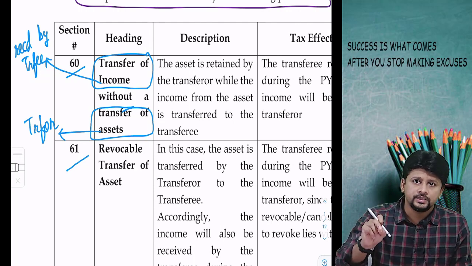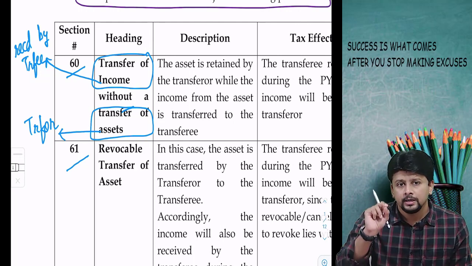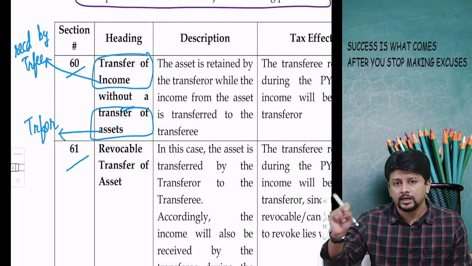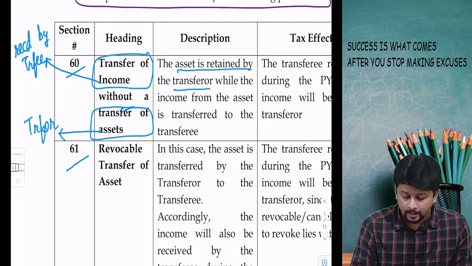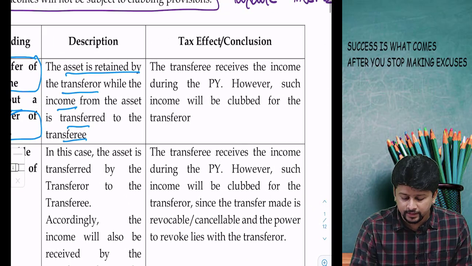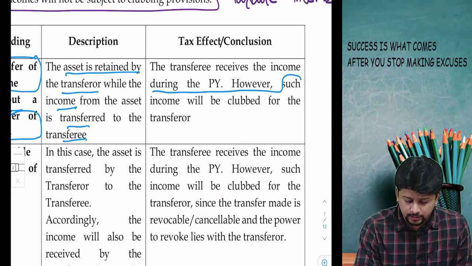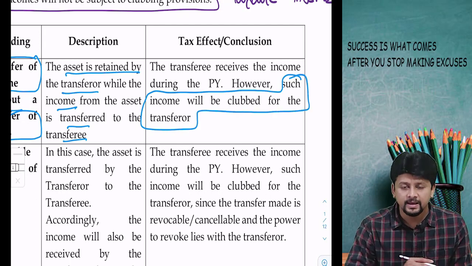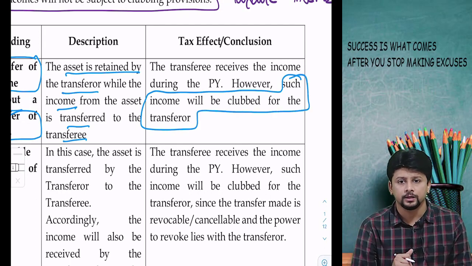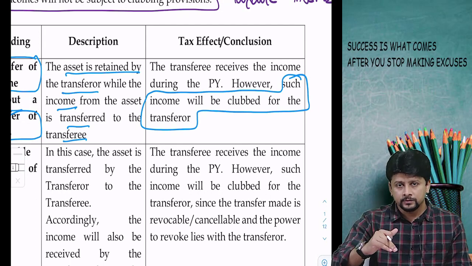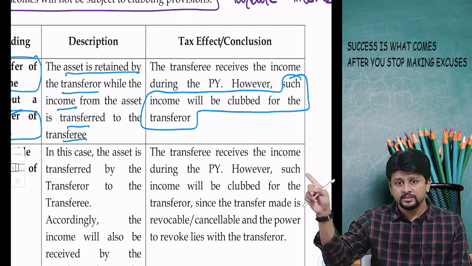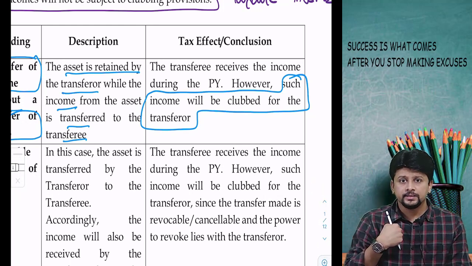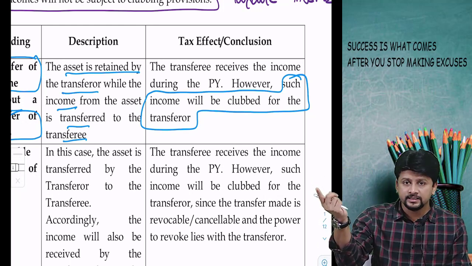Then just because you receive the income, you are not going to pay tax. This income will be taxable for the transferor. The asset is retained by the transferor, but the income is transferred to the transferee. So what will be the tax effect? What will be the conclusion? Such income will be clubbed, will be added to the income of the transferor. Transferor will pay tax on his own income and this income which has been received by somebody else, but the asset is with me and I am the transferor of that asset.